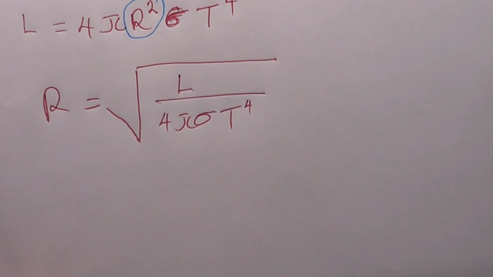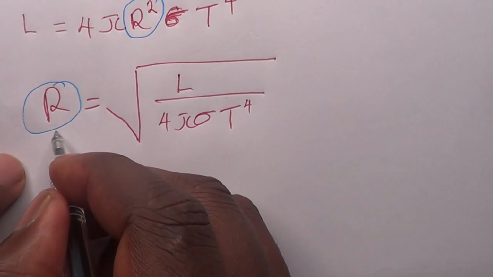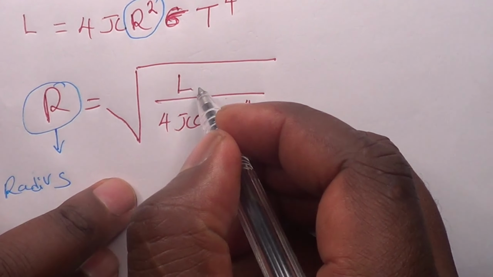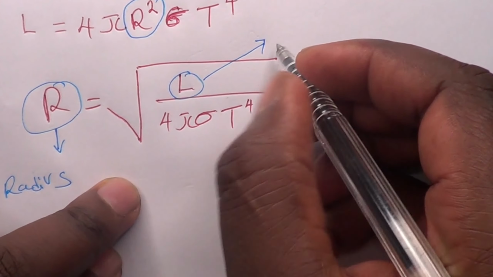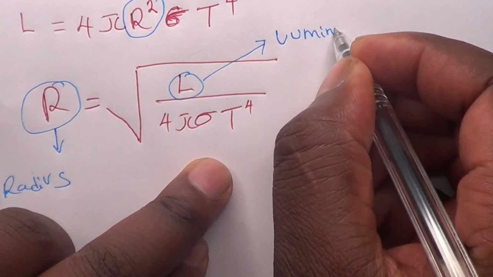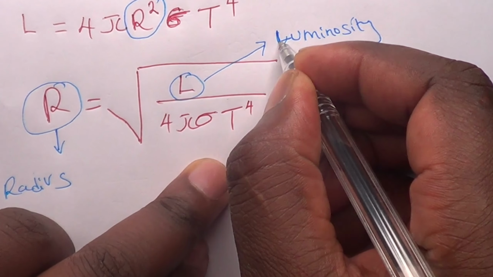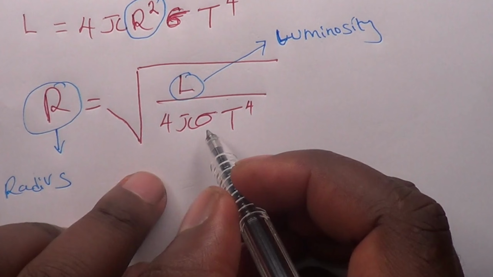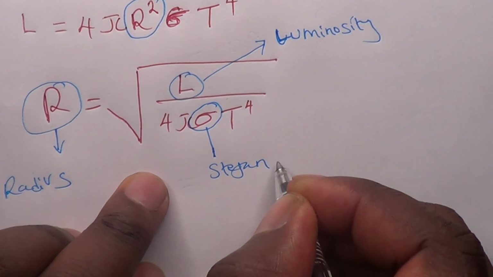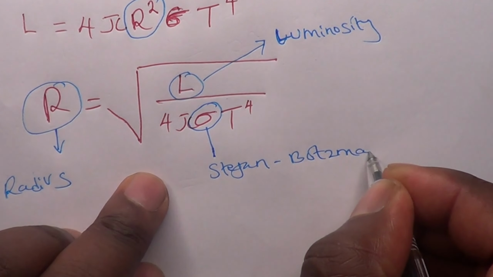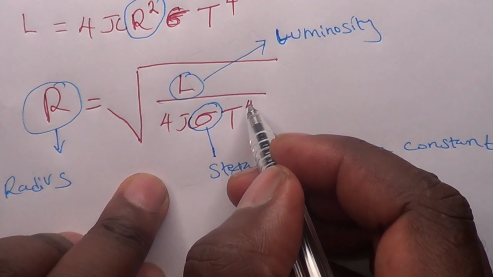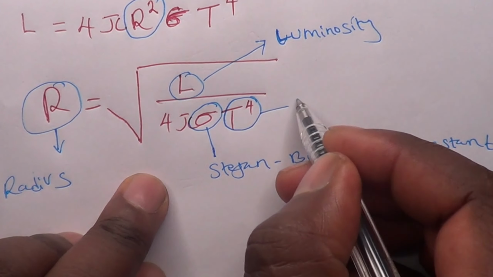Now at this point, I need to show you something. This one here is the radius, the one we are looking at. L here is what we call the luminosity. Then this one here is the Stefan-Boltzmann constant. Okay, then this one here is the temperature.